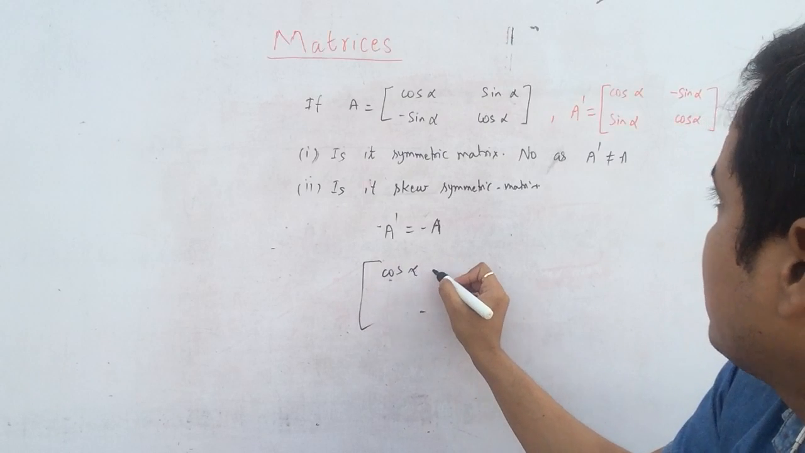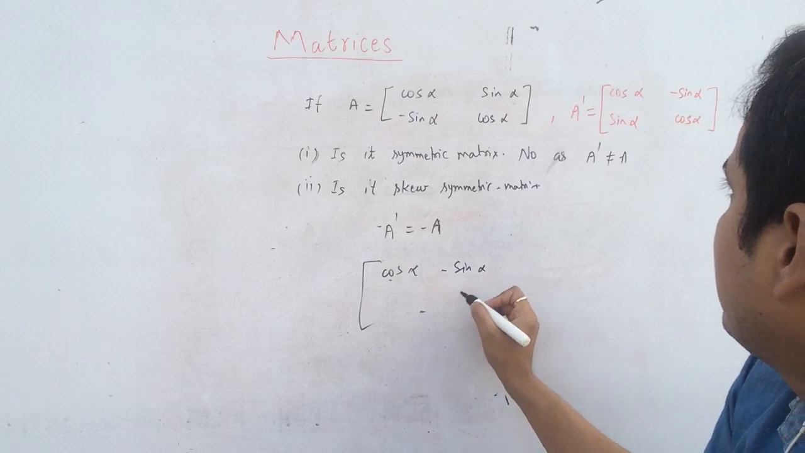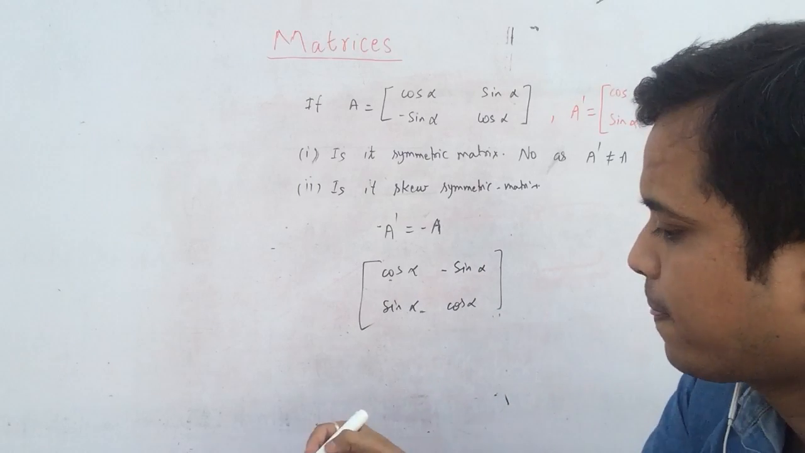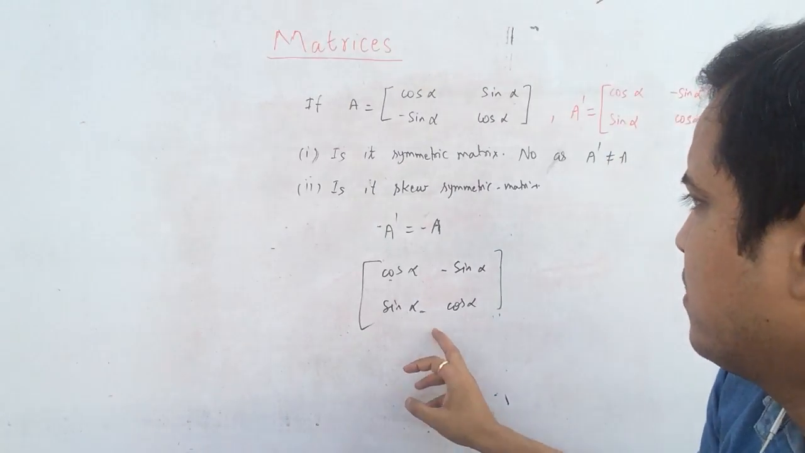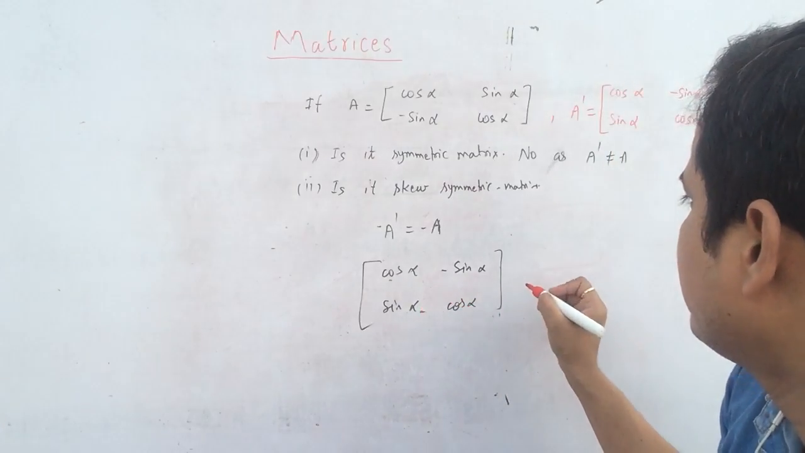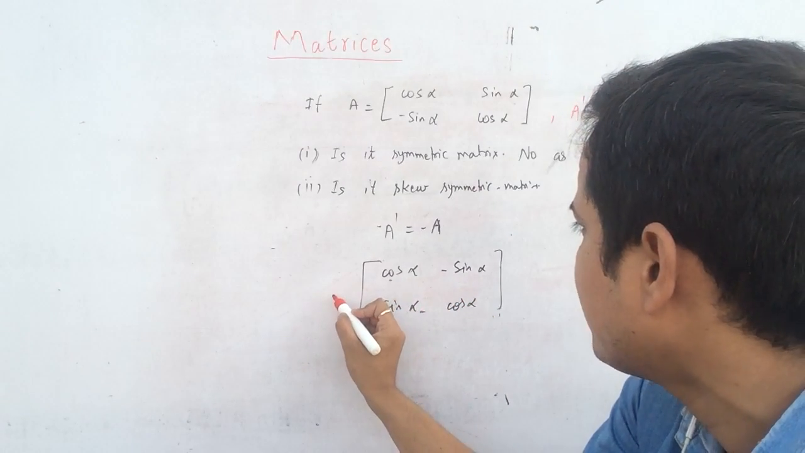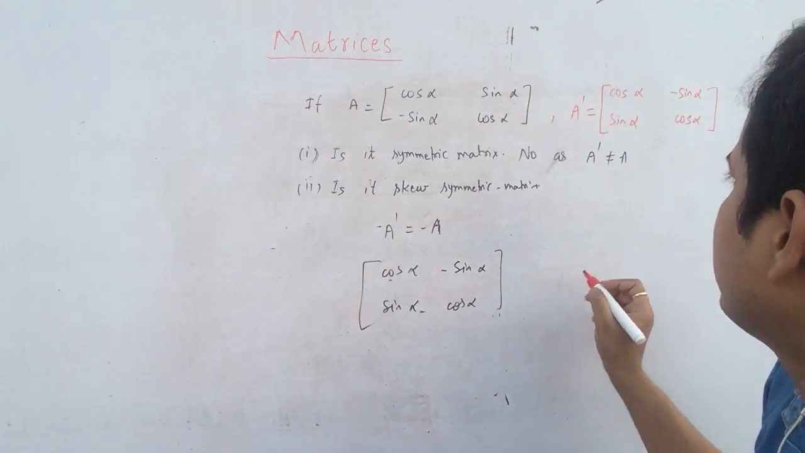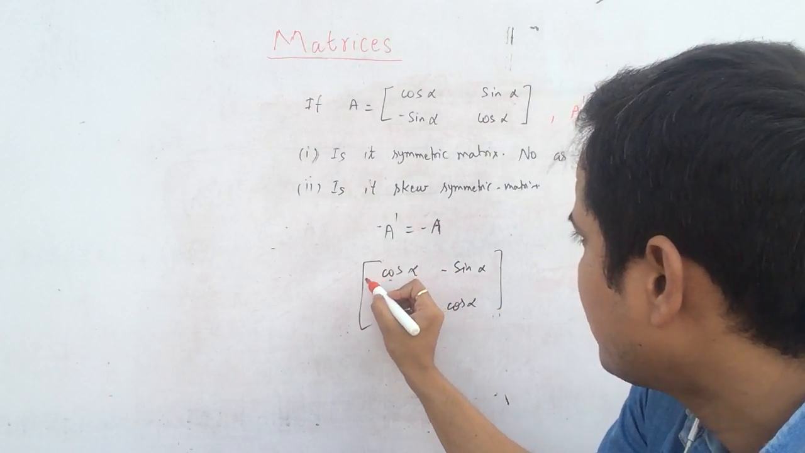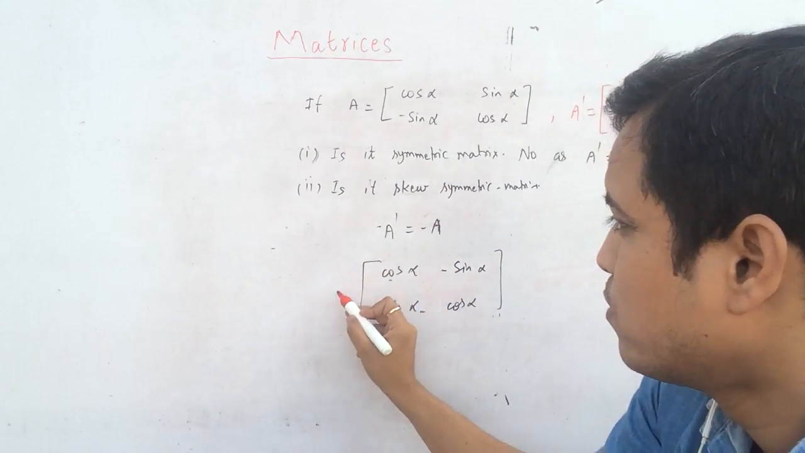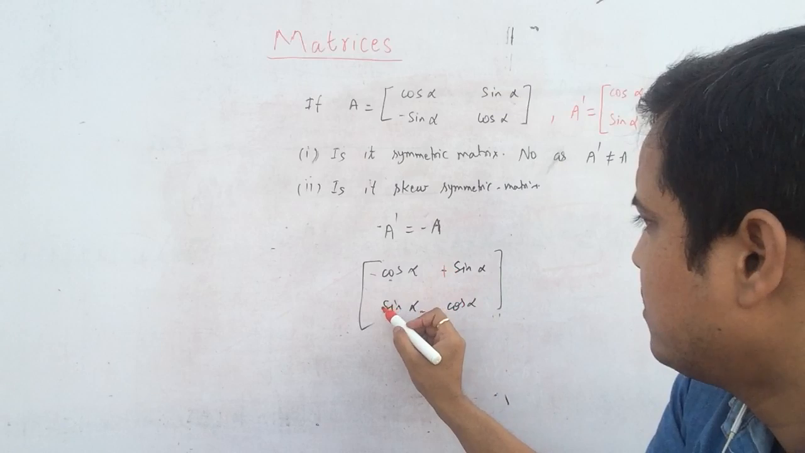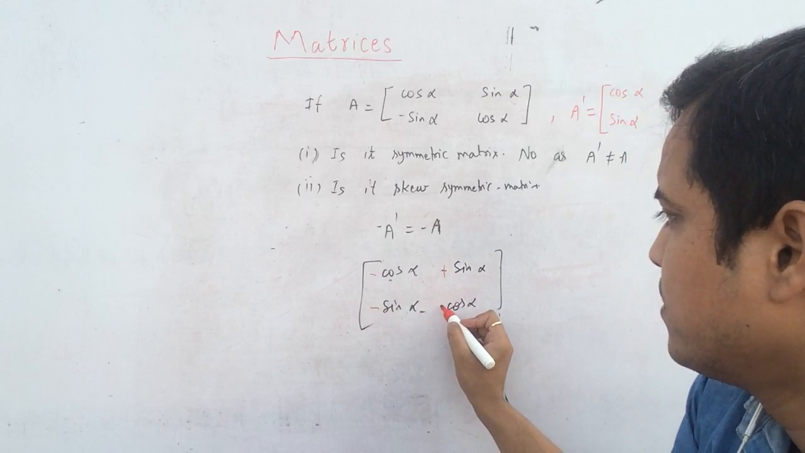Cos alpha minus sin alpha, sin alpha and cos alpha. If you introduce minus here, what would you get? You have to introduce minus on both sides, and the minus will go into all the elements. So minus and minus will become plus, and this will become minus, and this will become minus again.